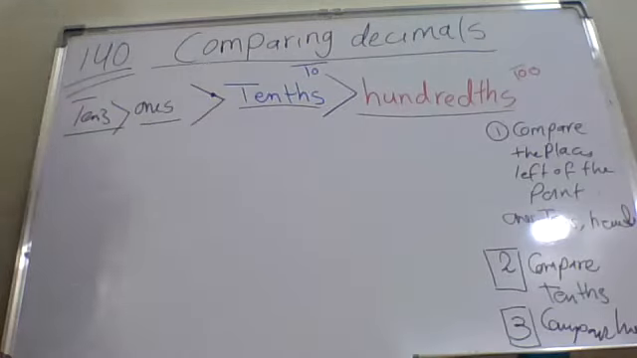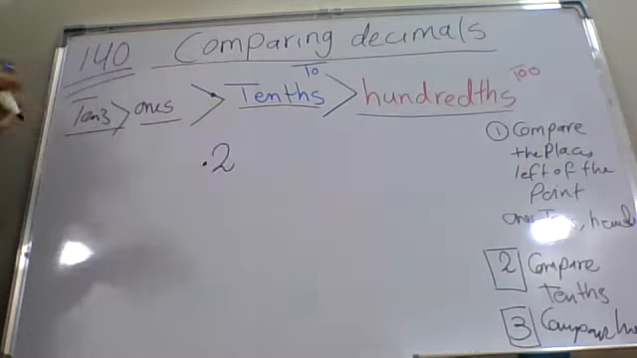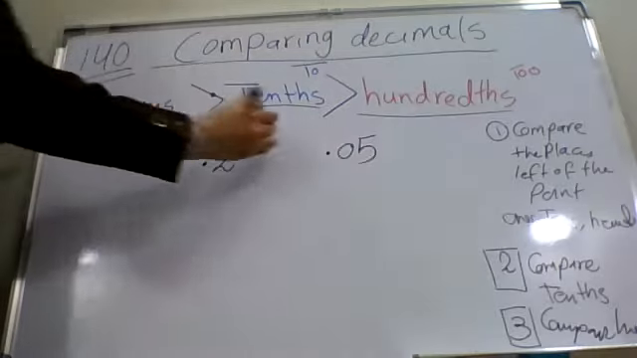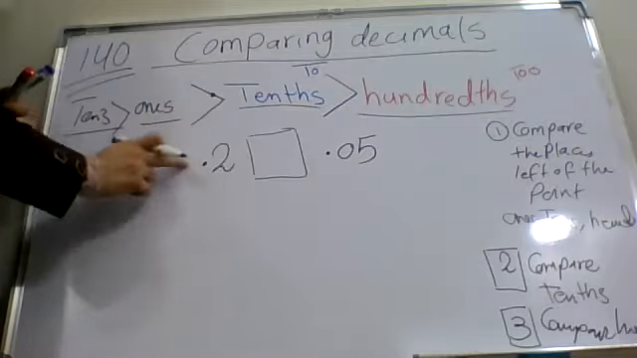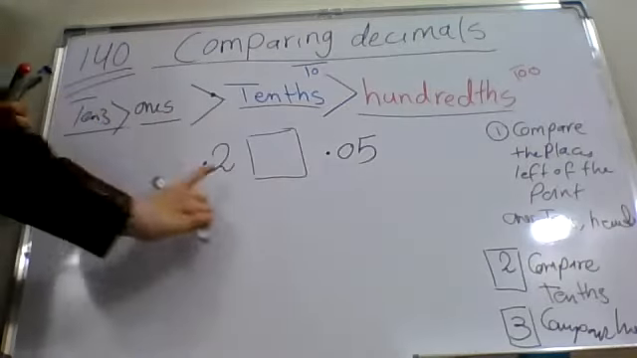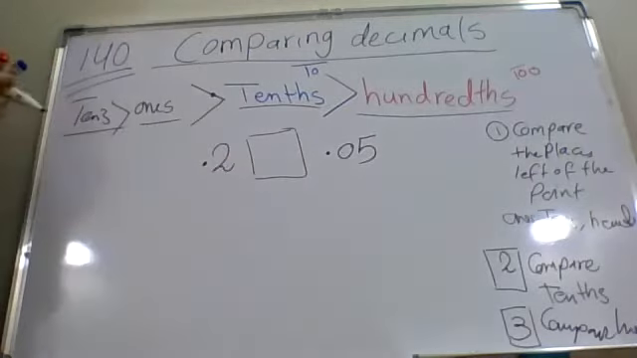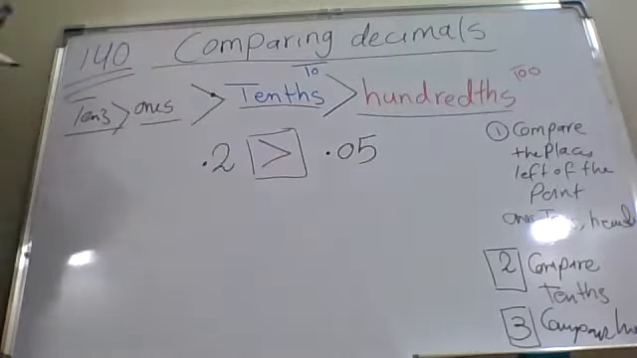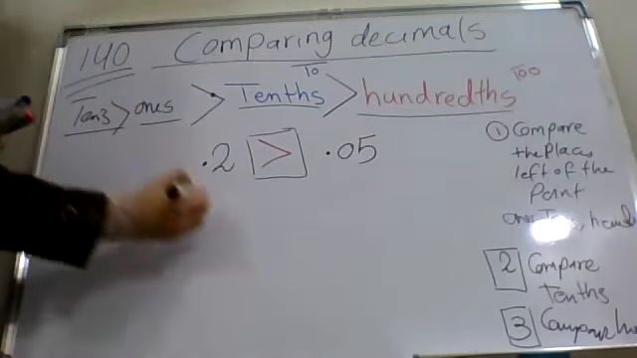If you have 0.2 or 2/10 and you have 0.05, which one is bigger? You start looking at the ones place. Do I have any numbers on the ones place? No, no numbers before them. So you start comparing from the 10th place, which is the first one. Which one is bigger, 2 or 0? It's sure 2. So you have to say that 0.2 is bigger than 0.05.